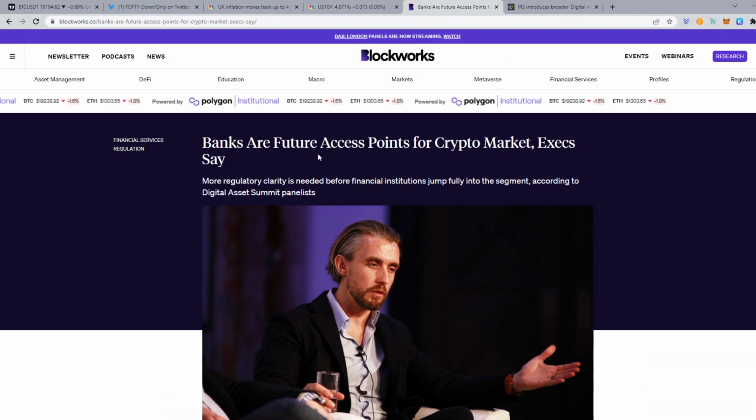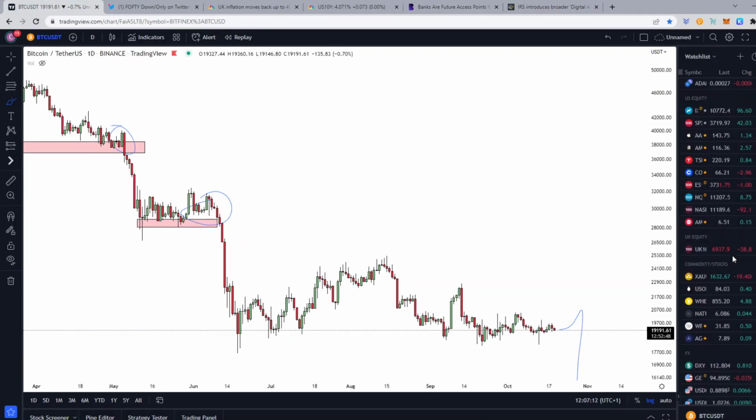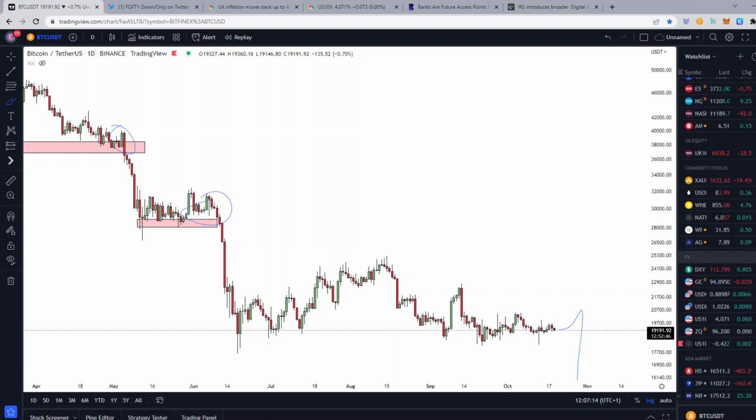A little bit of crypto news. Banks are future access points for crypto market execs. So we are still, in my opinion, yet to see crypto merge with the traditional banking world, TradFi. That's coming. There's no doubt about that in my mind. That is literally on the horizon, guys. And you, in my opinion, and this isn't financial advice, want to be a part of that merge when it happens, because we are not even $1 trillion in terms of market cap. We're going to end up in the multi-trillions, in my opinion. You know, 10 trillion plus.